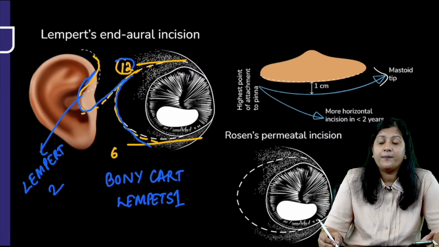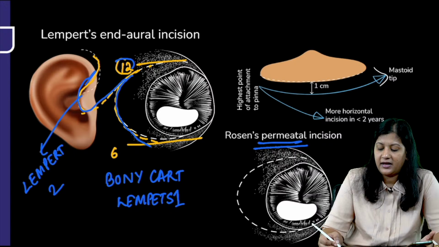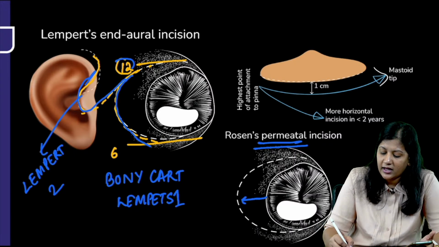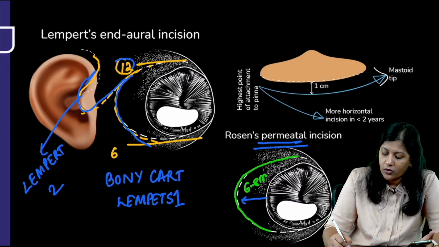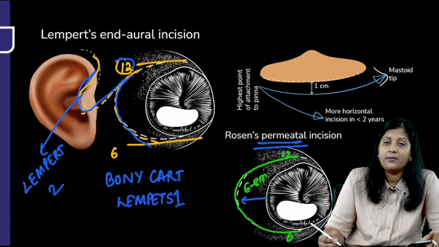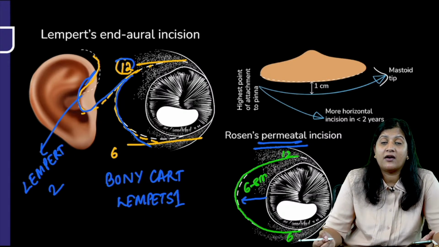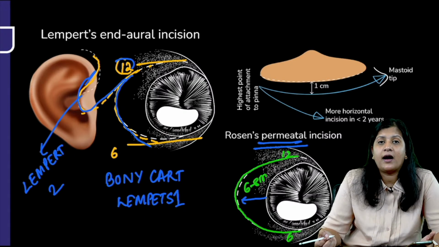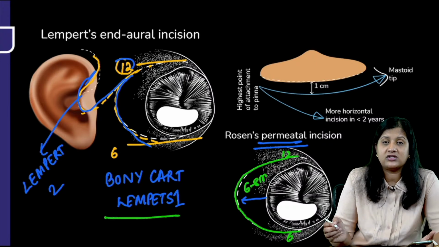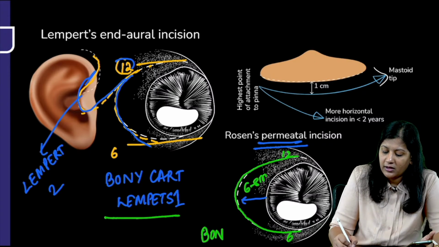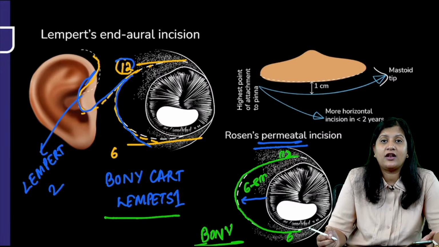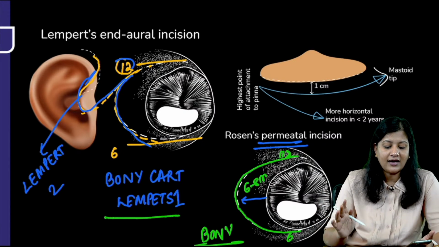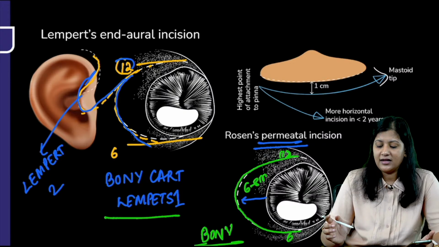What is endomeatal? Endomeatal or permeatal incision is about 6 to 8 mm away from the tympanic membrane. You are going to make an incision again from 12 o'clock to 6 o'clock position. You will make an incision 6 to 8 mm away only in the bony part of the canal, not at the bony cartilaginous junction. You are going to make it only in the bony part of the canal 6 to 8 mm away from the annulus, from 12 o'clock to 6 o'clock. That is going to be your endomeatal incision.